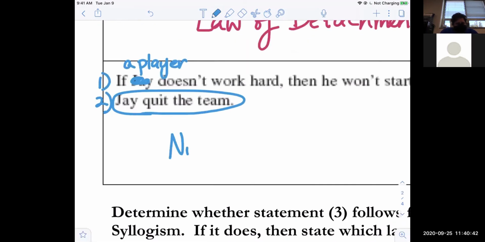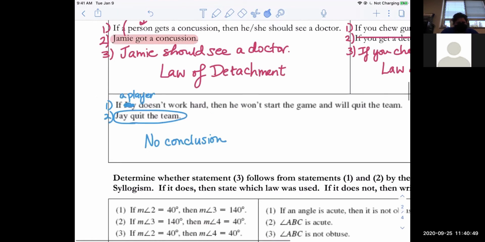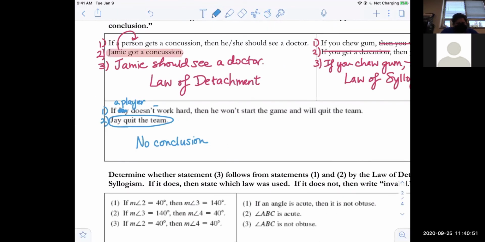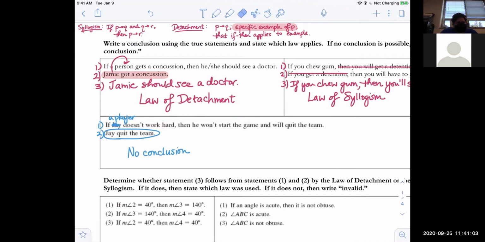And that's because we cannot go backwards. Remember that a conditional statement could be true. So it could be true that if Jay didn't work hard, then he won't start and he'll quit. However, we don't know that just because Jay quit, it's because he didn't work hard. There are other possibilities. The converse is not necessarily true. Those are a little bit tricky. The no conclusion ones basically mean it's not going to follow the correct pattern for syllogism or detachment.